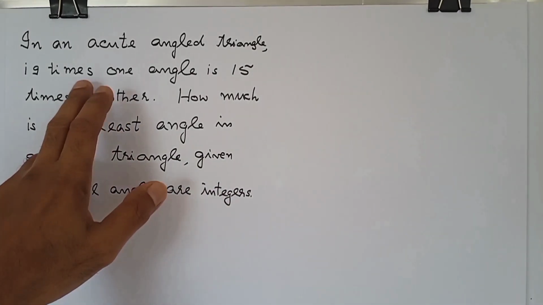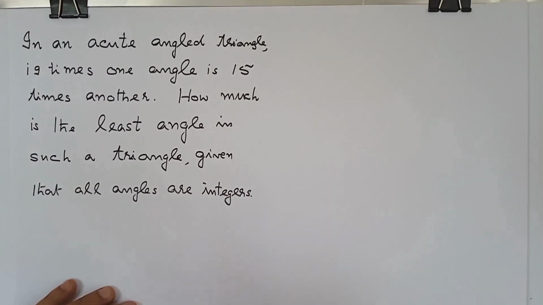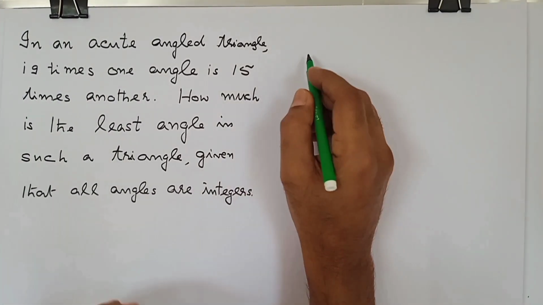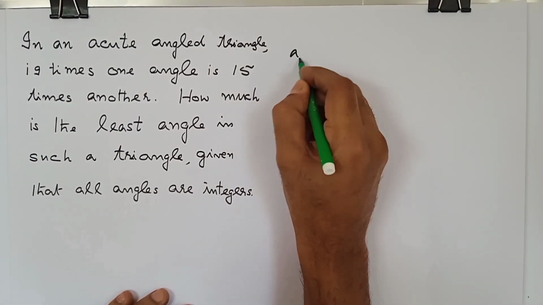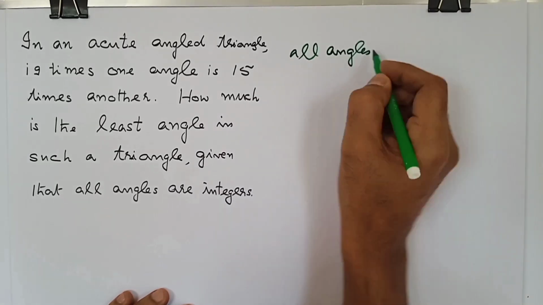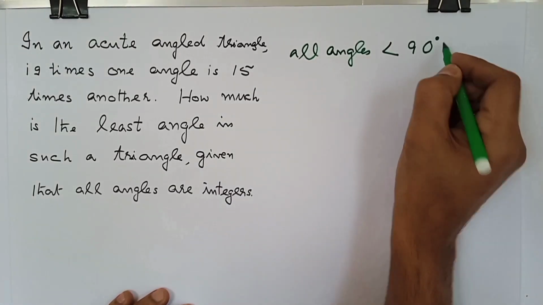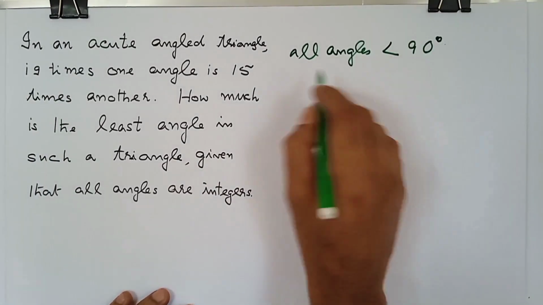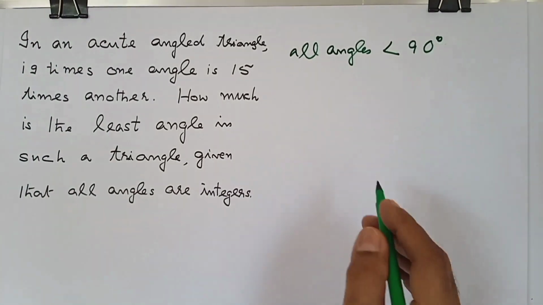Now, what do you mean by an acute angle in a triangle? It means all the angles are less than 90 degrees. That is the meaning of an acute angled triangle.